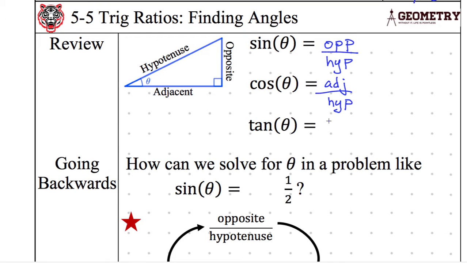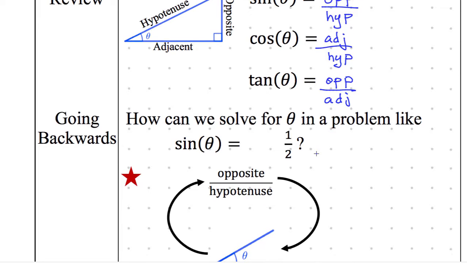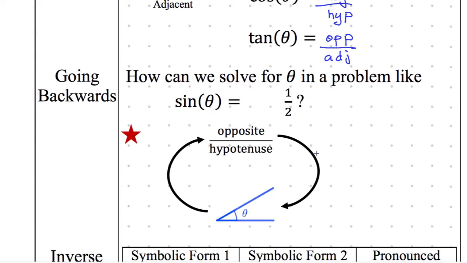And then tangent. Tangent is Emily. Opposite over adjacent. It is indeed opposite over adjacent. It makes the OA sound. TOA, SOA, CAH, TOA. There we go. All right, so let's talk about going backwards. In math, we want to go forwards and backwards.